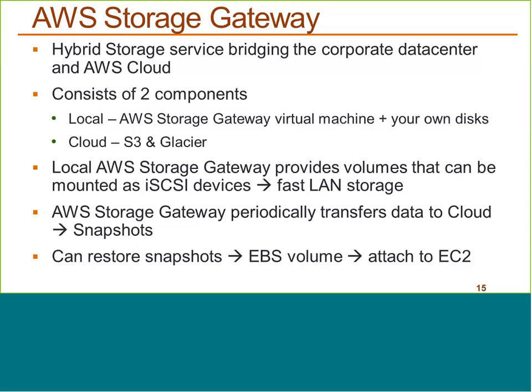Okay, now so you get fast LAN storage from the local volumes, and then the storage gateway periodically transfers the data to the cloud in the form of snapshots. And in the case of a disaster or some problem, these snapshots can be restored in AWS. So they can be restored either to an AWS volume or to some other storage gateway also.